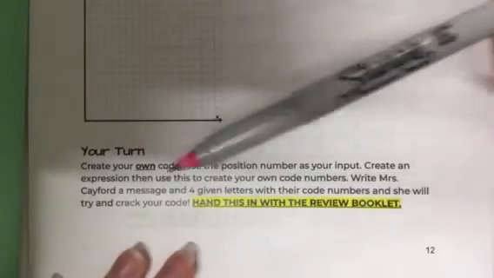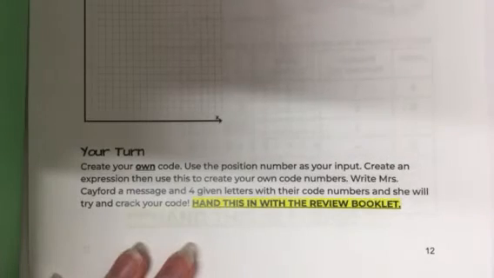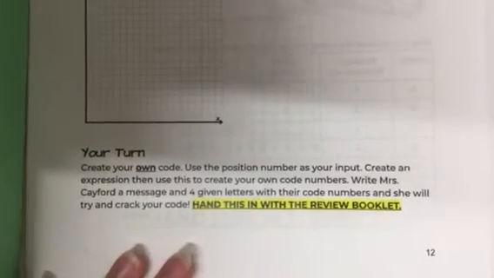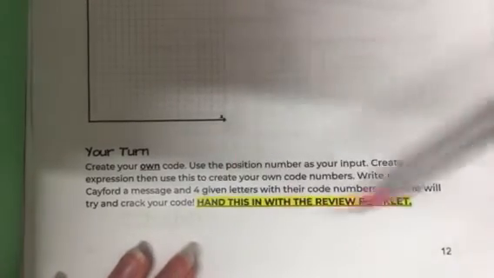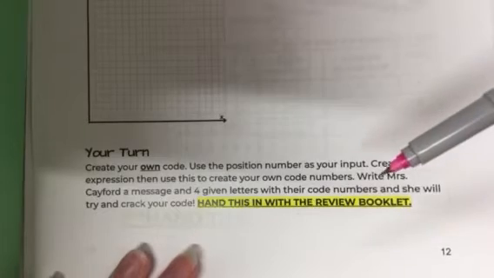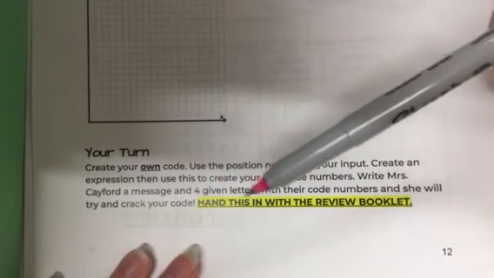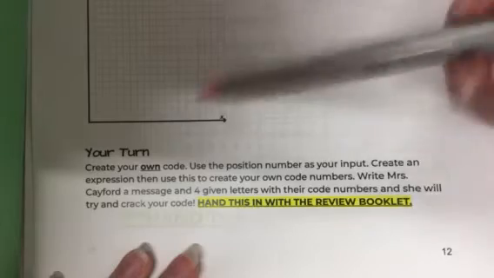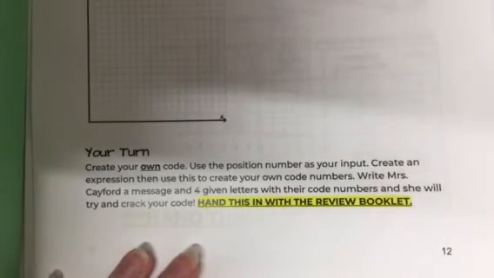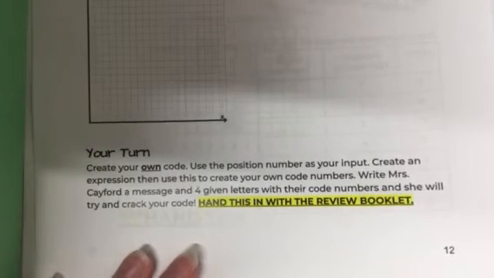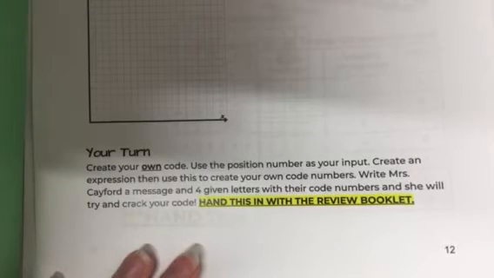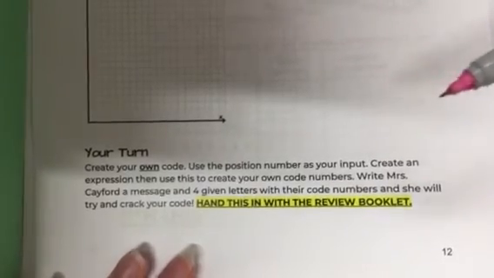And then create your own code. So using the same inputs as before, so the 1 to 26 as your inputs, come up with a rule, create a code, and then write me a message with the code numbers, and then give me like A, B, C, D, or any 4 letters that you want, and tell me what their code number is, and then I'm going to try and crack your code. I guess if you give me the first 4 letters, that would be too easy. So give me some hard ones, see if I can crack your code.